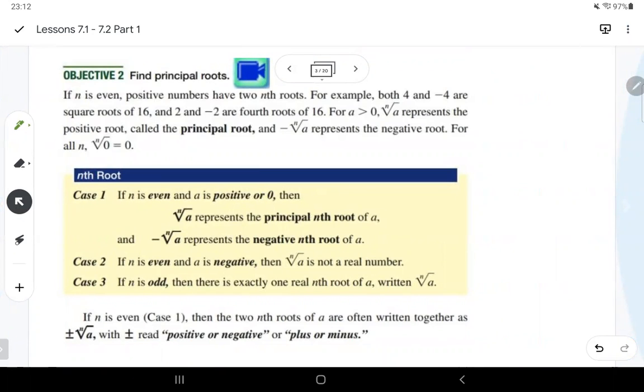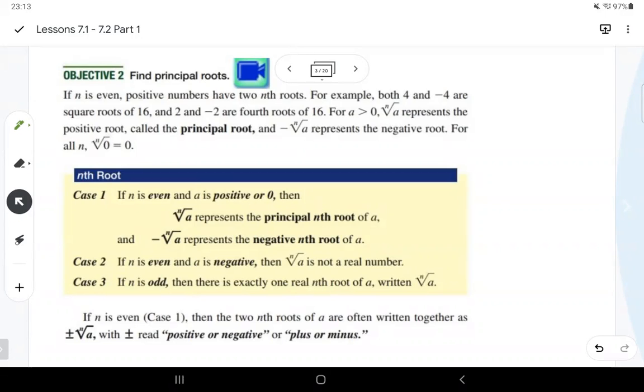If n is even, positive numbers have 2 nth roots. For example, both 4 and -4 are square roots of 16, and 2 and -2 are fourth roots of 16. For a greater than 0, the square root of a represents the positive root called the principal root, and the negative square root of a represents the negative root. For all n, the square root of 0 equals 0.